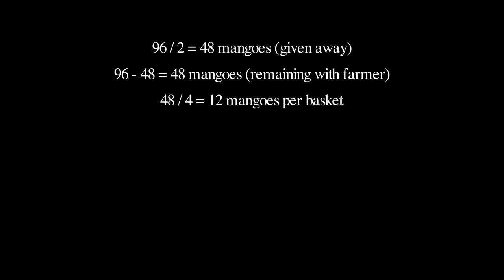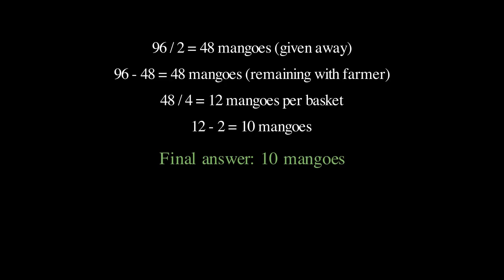These 48 mangoes are packed equally into 4 baskets. 48 divided by 4 gives 12 mangoes per basket. Finally, 2 mangoes are sold from that one basket. 12 minus 2 leaves 10 mangoes in that basket.